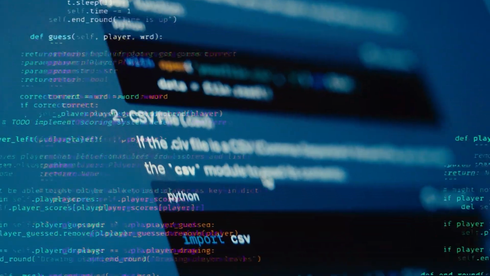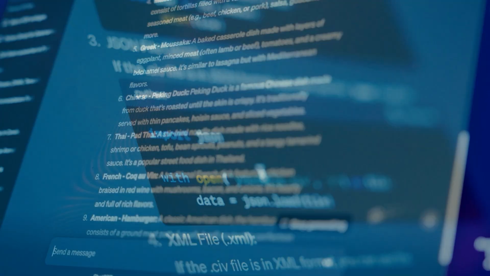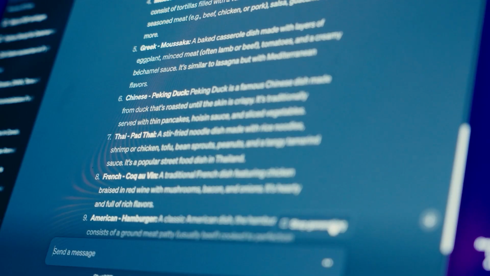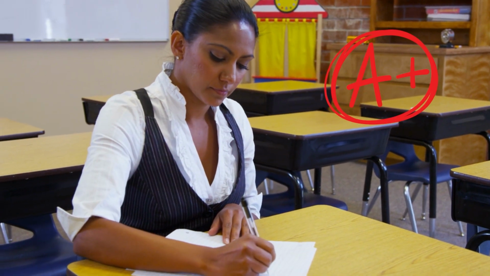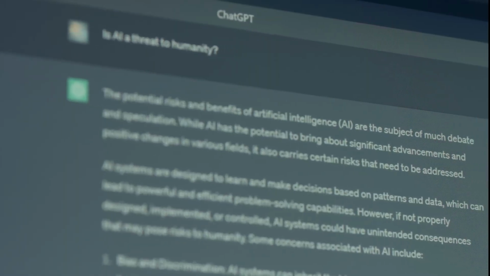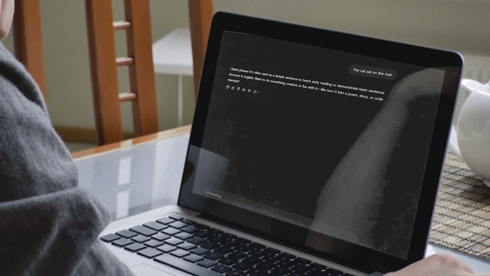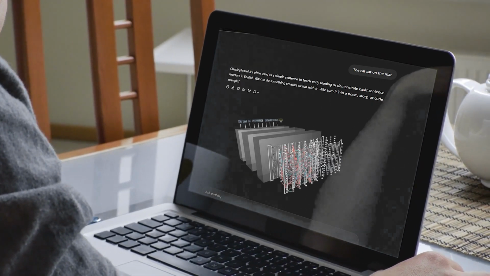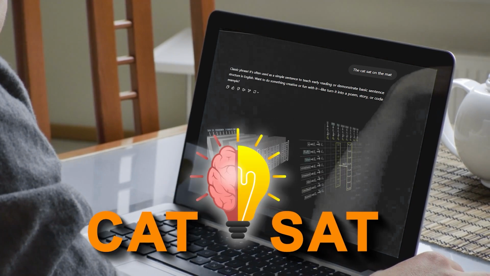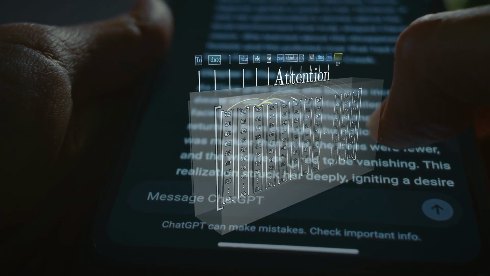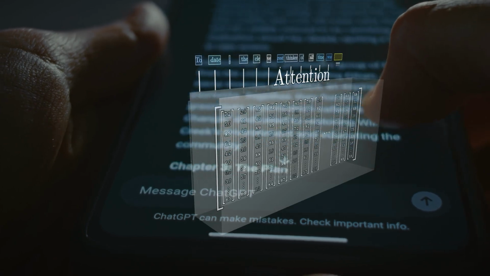When ChatGPT processes a sentence, it doesn't just look at the words one by one in a line, it looks at all the words in the sentence and decides which ones are the most important for understanding the meaning. Think of it like a teacher grading an essay. Instead of focusing on every single word, they highlight the key points that matter most. For example, in the sentence, "the cat sat on the mat," the transformer might focus on cat and sat, because these words are key to understanding what's happening. Attention mechanisms are what allow transformers to look at longer contexts and understand complex sentence structures.